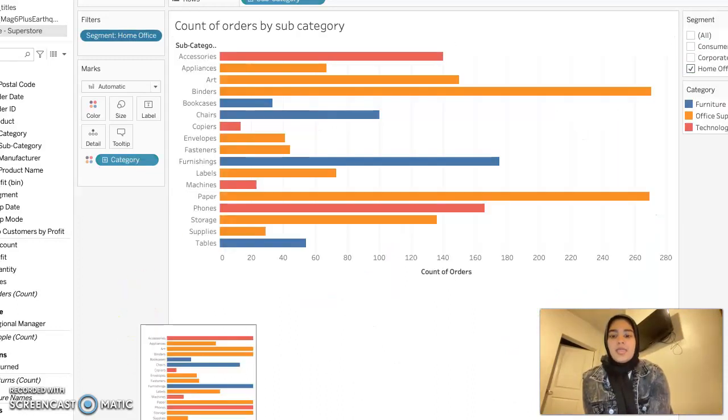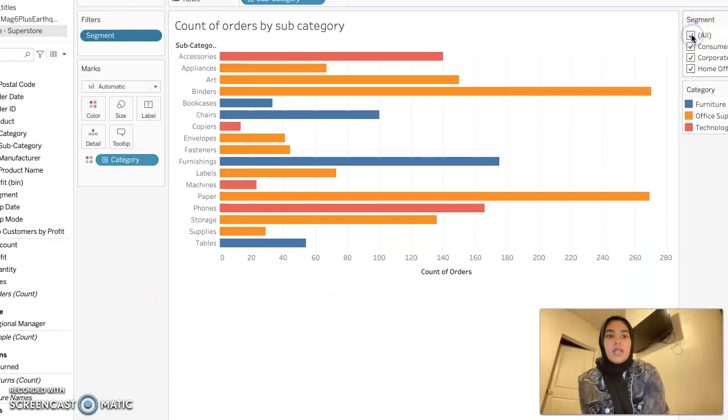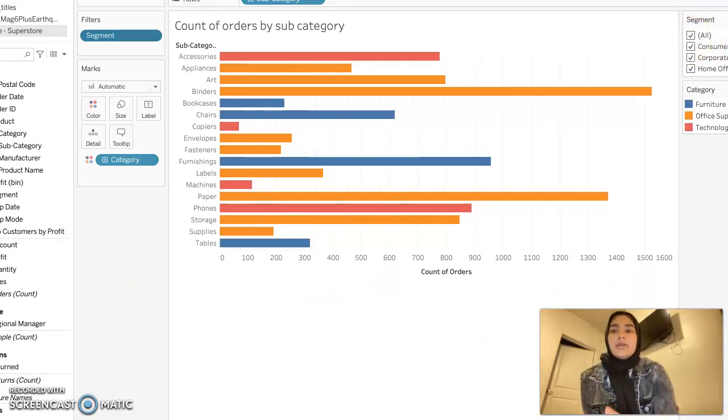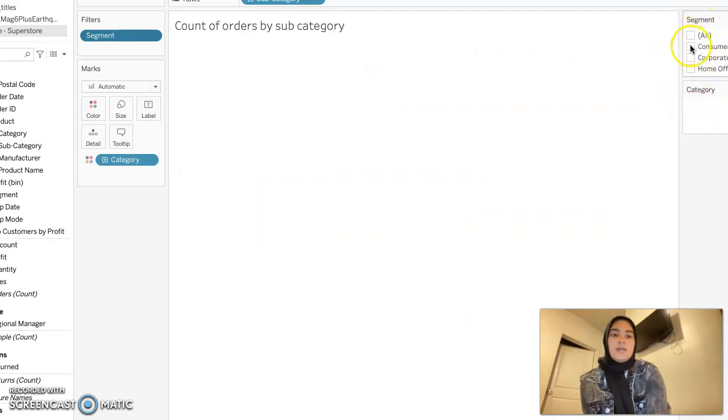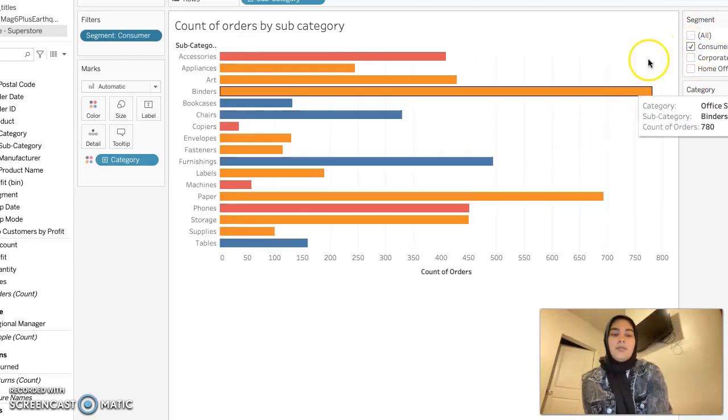Lastly, we have the count of orders by subcategory. The three categories are furniture, office supplies, and technology, which are color coded here. Within those categories, we have subcategories such as accessories, appliance, art, table, machines, paper. If we wanted to take a look at the count of orders by specific subcategory, this is the sheet to look at. We can use these filters on the right, and it shows the count by segment.